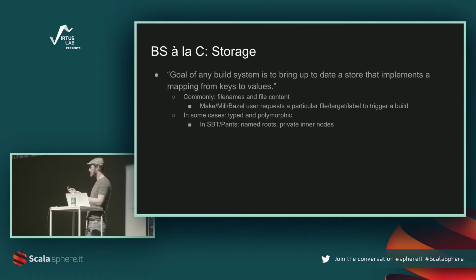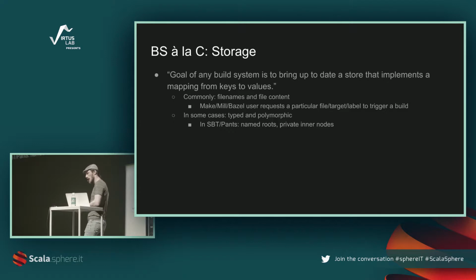And so it talks a little bit about storage. It says that the goal of a build system is to bring up to date a store that implements a mapping from keys to values. The keys and the values here, commonly for many build tools, are file names and file content. Make is a very, very simple example. You say that you want some binary file on disk, and in order to do that, it's going to walk the graph of other files that are required, and then build them in a topological order. Mill and Bazel are similar.